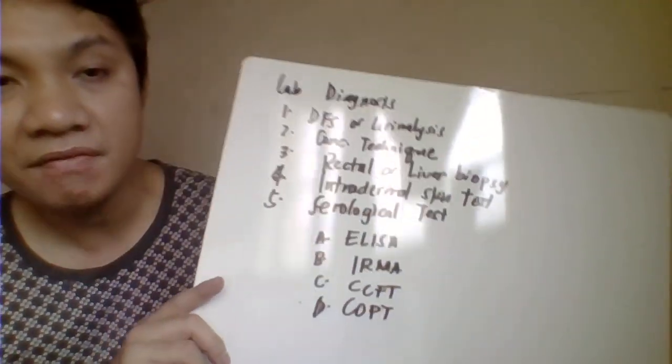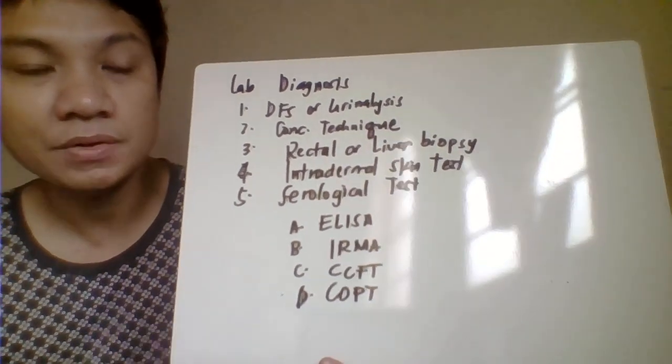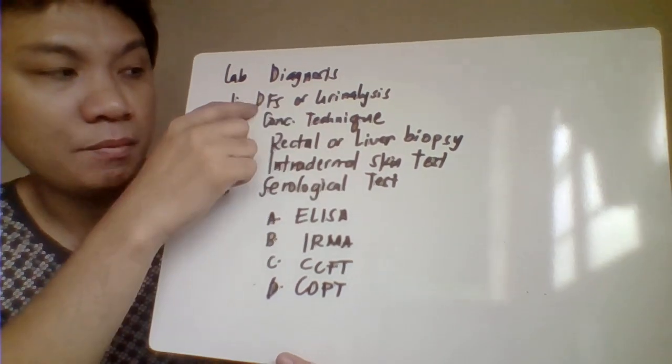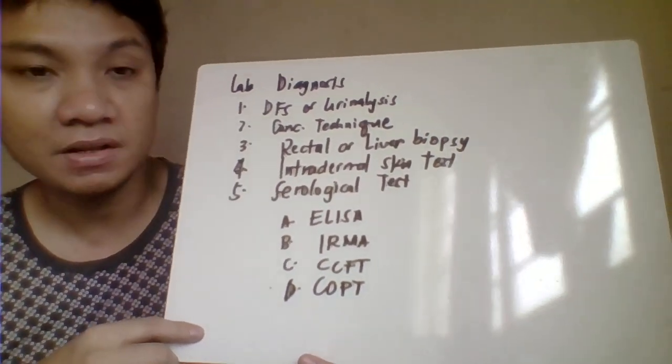Okay, to diagnose infection, we have the laboratory tests. First, you could have the DFS with stool as your specimen. You could also perform urinalysis for haematobium. And for Mansoni and japonicum, for identification of the ova, you could have the DFS.